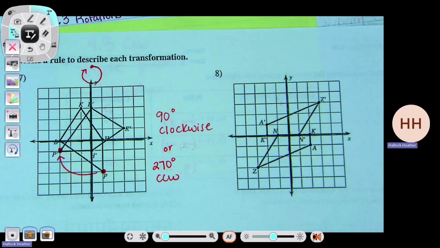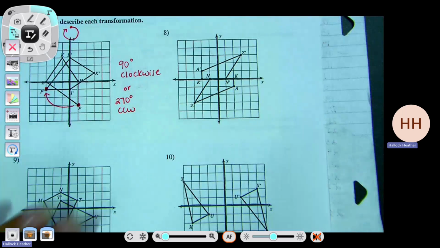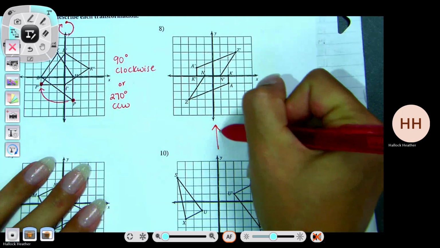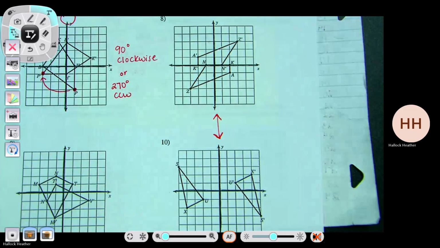Pick one letter to look at. Try 8 and try 10. Try these two. Try 8, try 10. Okay, one letter. If it moves 1 quadrant, that's 90. If it moves 2 quadrants, that's 180. If it moves 3 quadrants, it's 270.